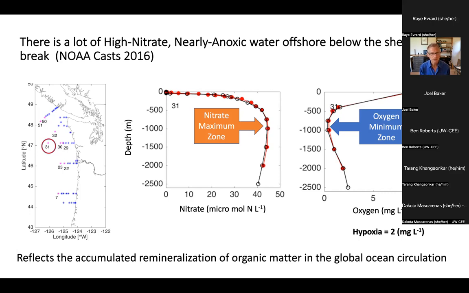But this big feature sitting offshore, the oxygen minimum zone, is just part of the global circulation pattern. Some of the water in the mid-depth Pacific is some of the oldest water in the ocean, and its high nitrate and low oxygen reflect this accumulated remineralization of sinking organic particles. Next slide, please.